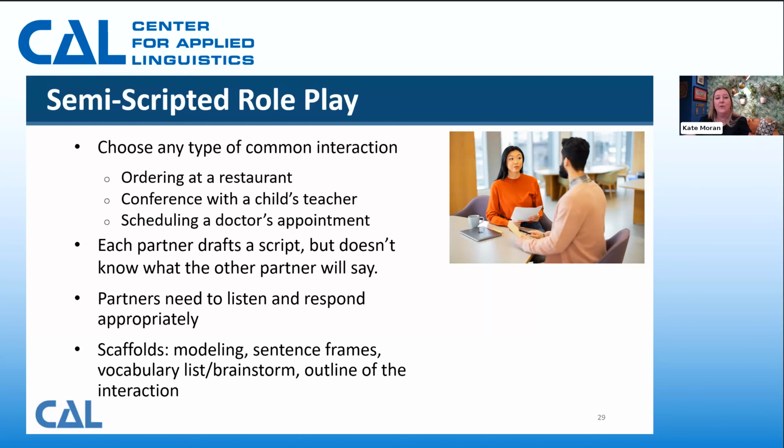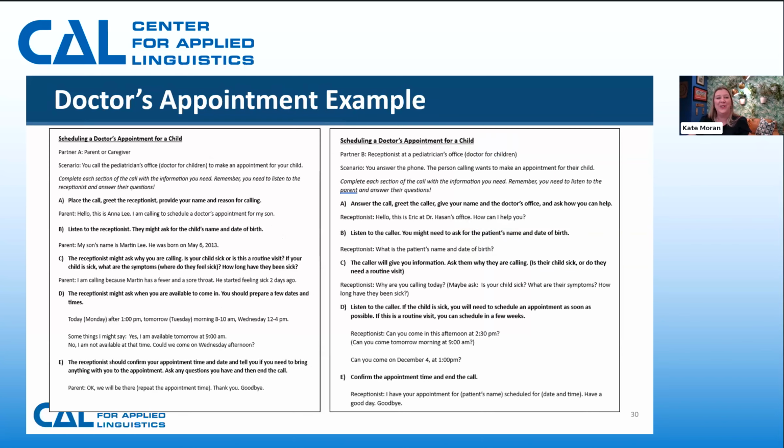So we have an example here. This example is on the topic of scheduling a doctor's appointment for a child. So one partner would play the role of the parent or caregiver, and the other partner plays the role of the doctor's office. So as you can see, each side will have to listen and adapt their responses when they get information from their partner.